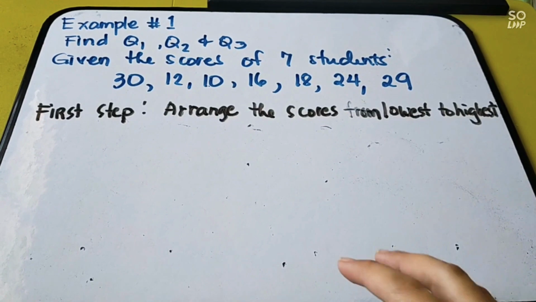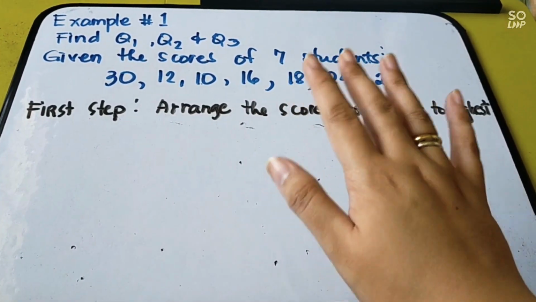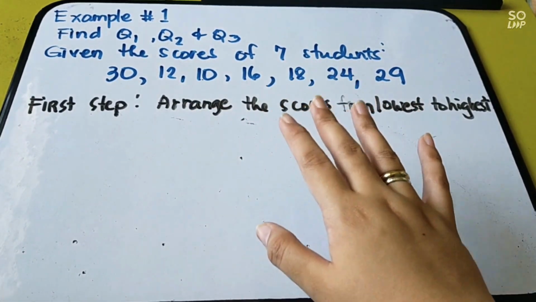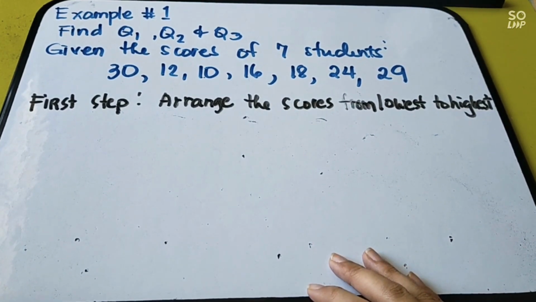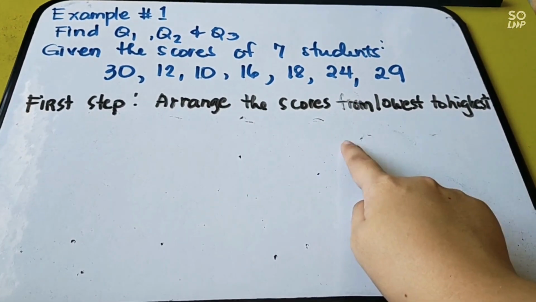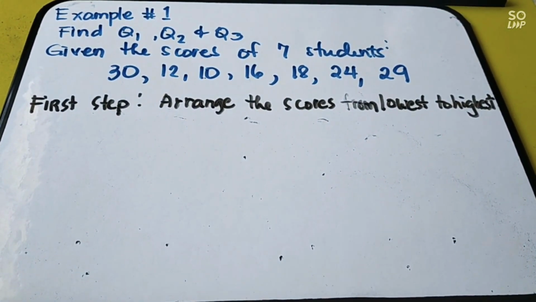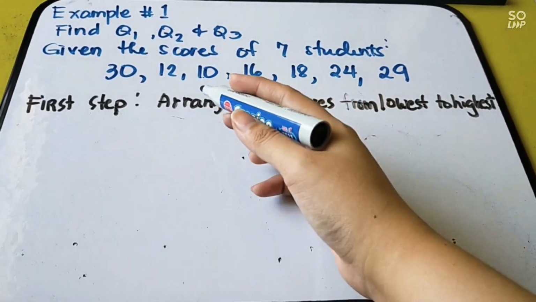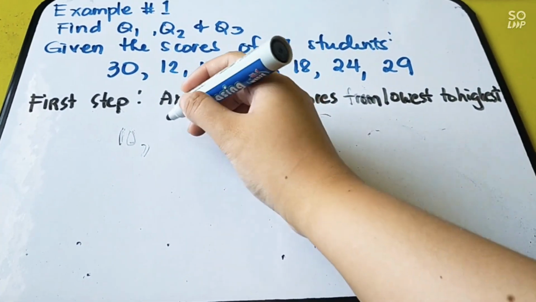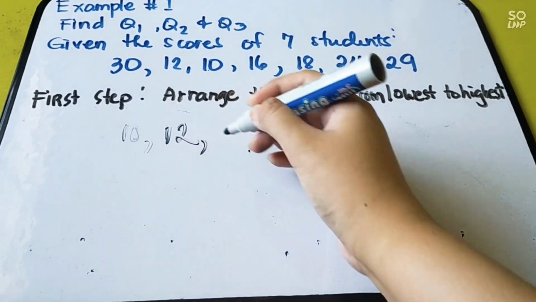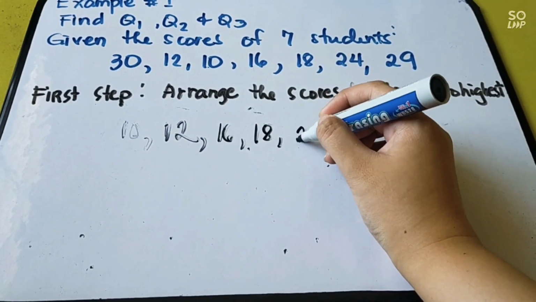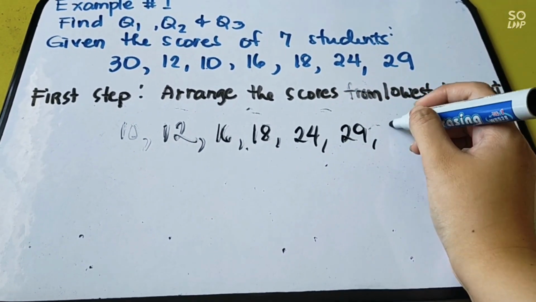Example number 1. Find first quartile, second quartile, and third quartile. Given the scores of 7 students, we have 30, 12, 10, 16, 18, 24, and 29. The first step that you are going to do lagi, you need to arrange the scores from lowest to highest. Alright? Let us arrange. The lowest score here, we have here 10. The next one, we have 12. Next, we have here 16, 18, 24, 29, and then 30.